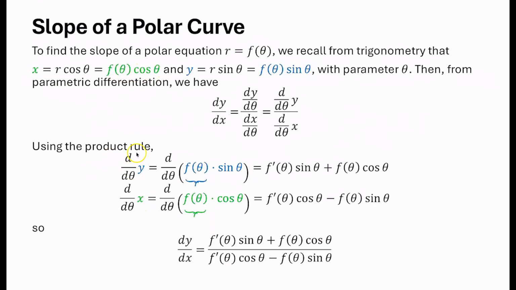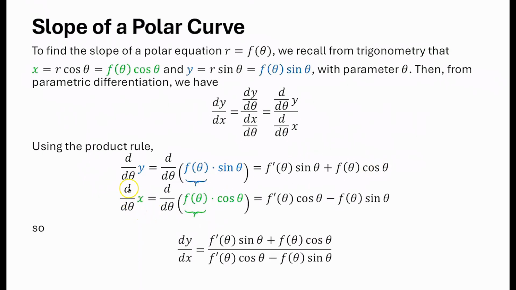So using the product rule to find d theta of y, we're really doing d theta of f of theta times sine theta, that r sine theta. And so we're going to do the product rule. We take the derivative of the first function and we leave the second function alone, sine theta, plus we'll leave the first function alone, f of theta, then the derivative of sine is cosine.